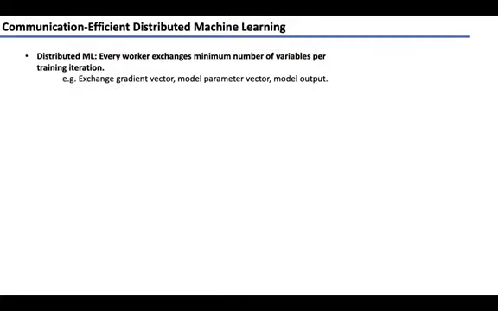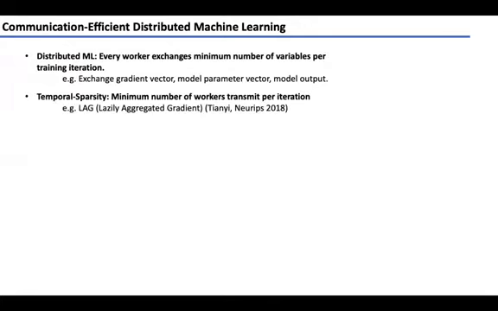costly to use. As described in the second slide, in distributed machine learning, every worker exchanges a minimum number of variables with the parameter server per training iteration. Those variables could be the gradient vector, the model parameter vector, or the model output. However, to further enhance the communication efficiency of distributed machine learning, several approaches were proposed in the literature.